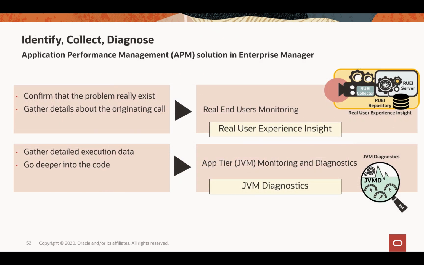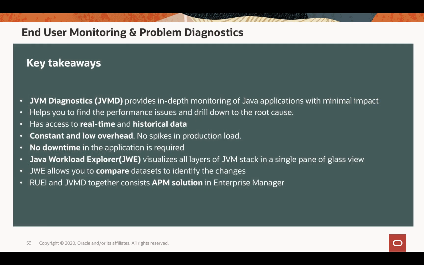And actually, JVM Diagnostics works best with RUEI, and together it offers an APM solution in Enterprise Manager. First, use RUEI to identify the problem and gather related information, pass that on to JVM Diagnostics, and go deep into the code. So that was about JVM Diagnostics.